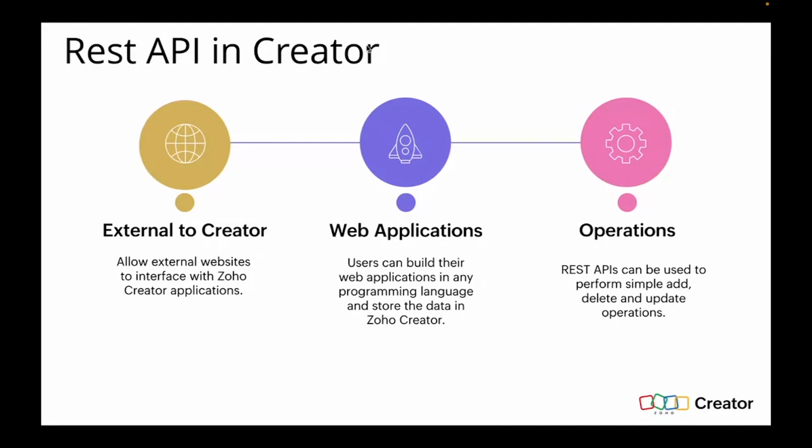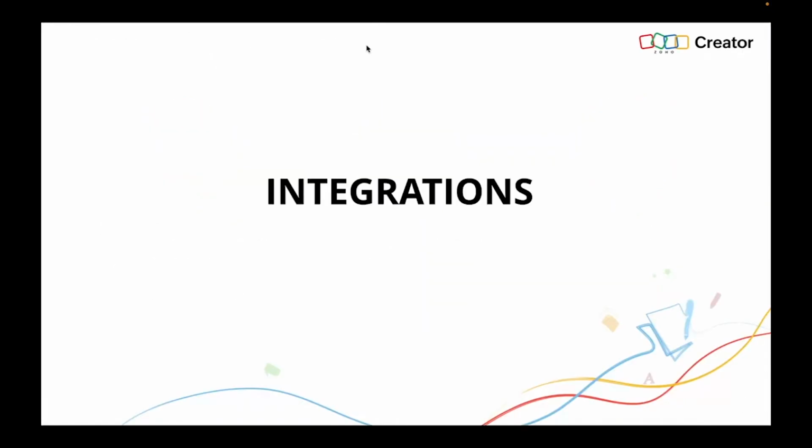When an API is concerned, every application will have an endpoint. Within Creator, we have an endpoint which is REST API. Creator supports REST API, where it allows external websites to interface with the Creator application data or functionality. These REST APIs can be used to perform addition, deletion, or update operations within a Zoho Creator application. For any application to communicate with another, each application should have an endpoint URL, and within Creator, it's REST API. The communication happens over the interface, and this process we call integration.